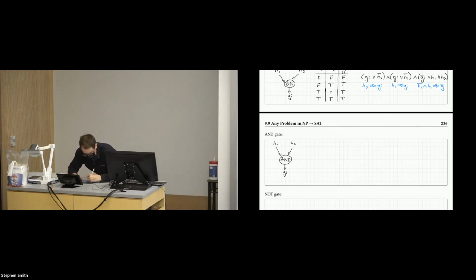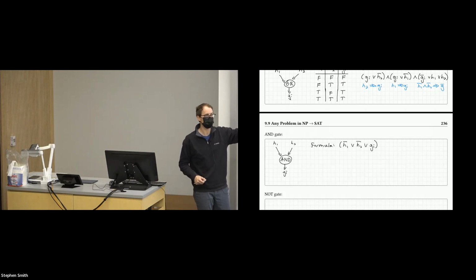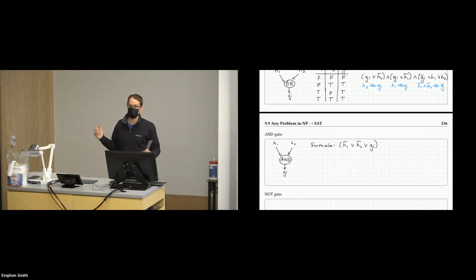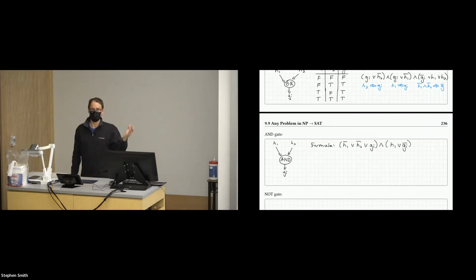My clause for that is going to be not H1 or not H2 or GI. You can see if H1 and H2 are both true, those first two literals are false, and so I have to set GI to true to satisfy the clause, to make the clause evaluate to true. And then the other ones are going to be, if one of the inputs is false, then the output has to be false. So if H1 is false, or not GI, then GI has to be false as well. And same with H2.